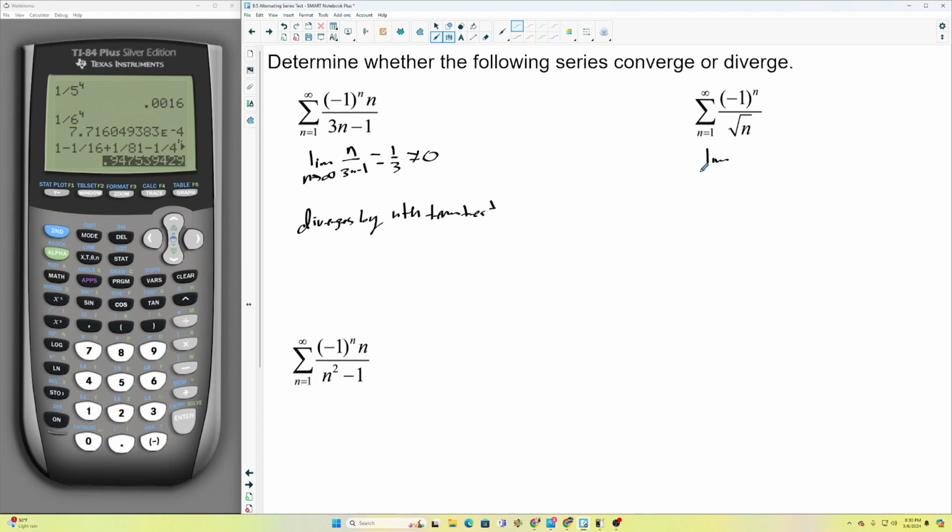Here the limit as n approaches infinity of 1 over square root of n is equal to 0. And 1 over square root of n plus 1 is less than 1 over square root of n. So converges by alternating series test.